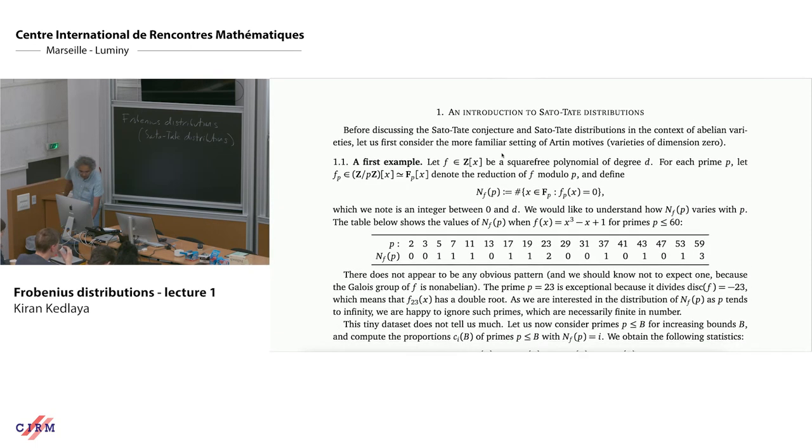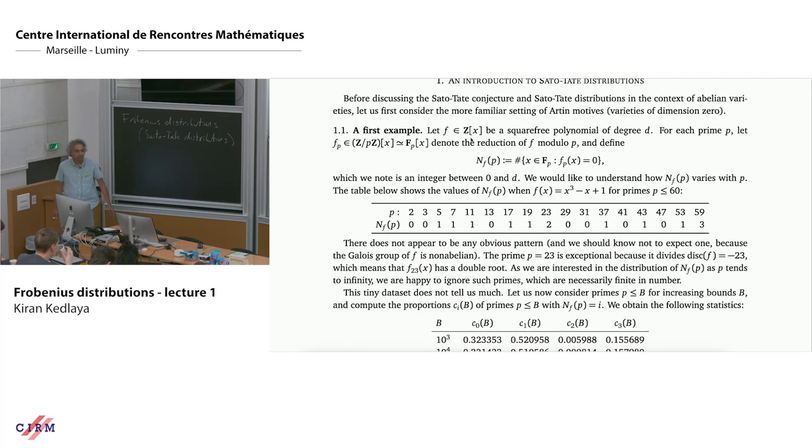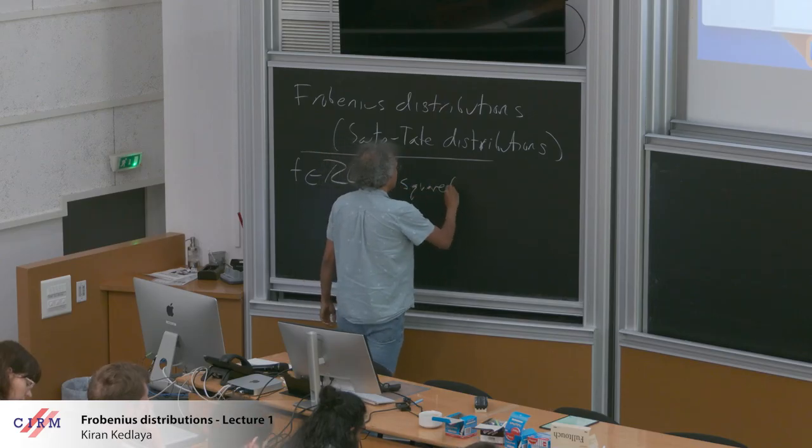So what I want to do is start out with an example. This lecture will mostly be about the following situation, although at the end I'll connect it to another situation that we'd also like to incorporate, and the remainder of the lectures will be about developing a framework that captures both of them. I'm going to copy some of this down, since this screen will go away eventually. So let f be a polynomial with integer coefficients, just square free of some degree d.